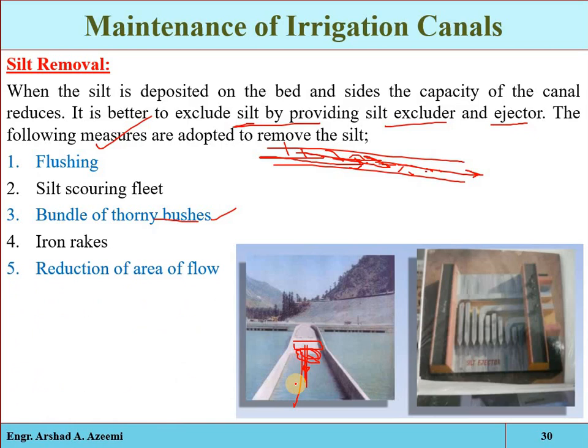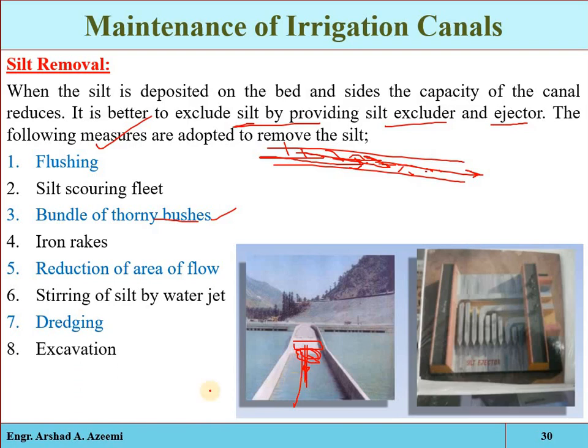Also iron rakes, reduction of area flow, stirring up silt by water jet or dredging, or most importantly manual excavation, where manual laborers are hired and they take out the sediments deposited in the irrigation canal. Remember that the sediments are placed on the banks of the irrigation canal, so the quality of the banks is also improved.